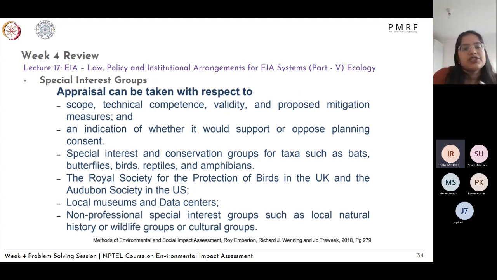But special interest groups, which have very specific, professionally defined targets, are examples like these. Non-professional special interest groups can be groups that have an interest in protecting something but are not professionally obliged to do that. So these are the special interest groups.